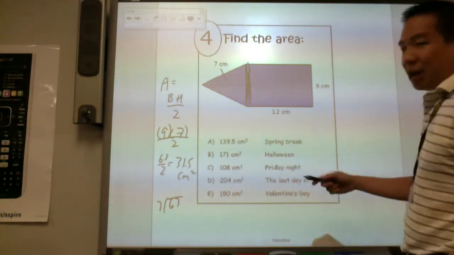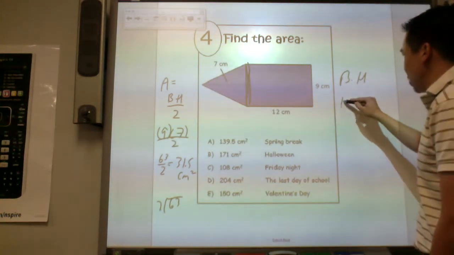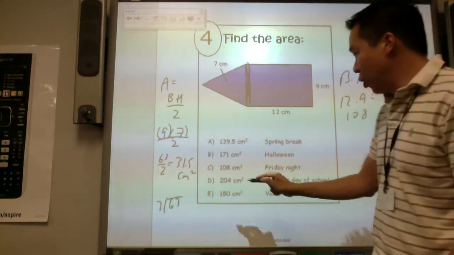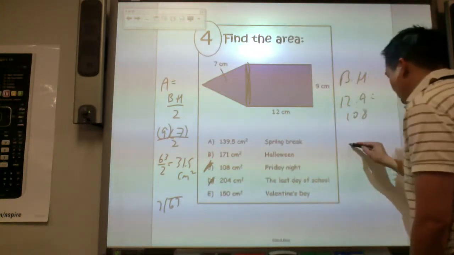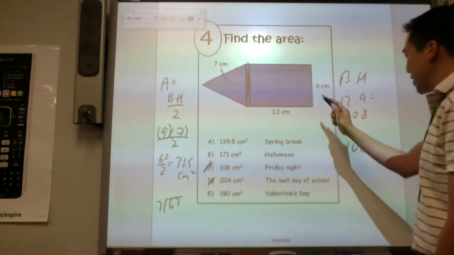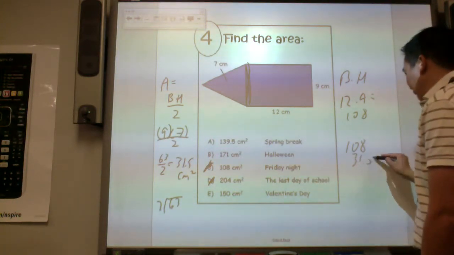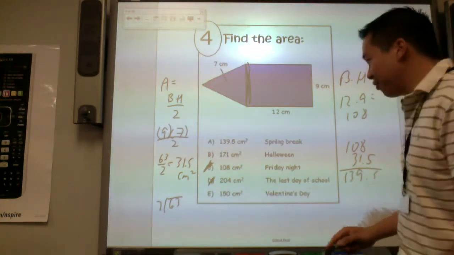How do you find the area of a rectangle? You multiply the base and the height. The base is 12. The height is 9. That's 108. So I know it cannot be C. I don't think it's going to be D. That's way too large. So the area of the rectangle is 108 square centimeters. The area of the triangle is 31 and a half square centimeters. So it is 139 and 5/10.